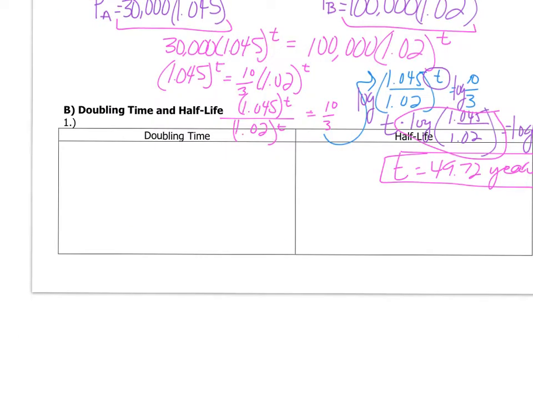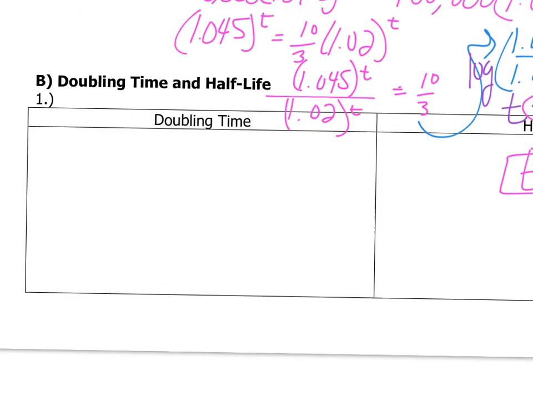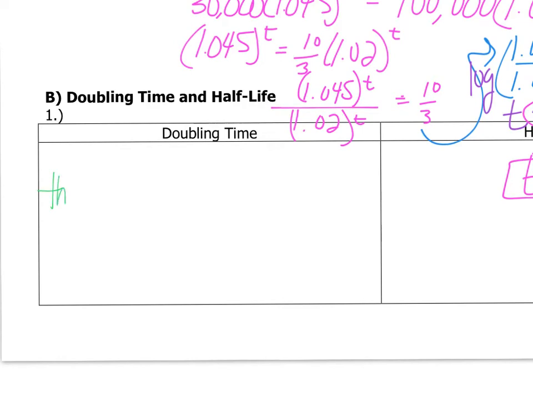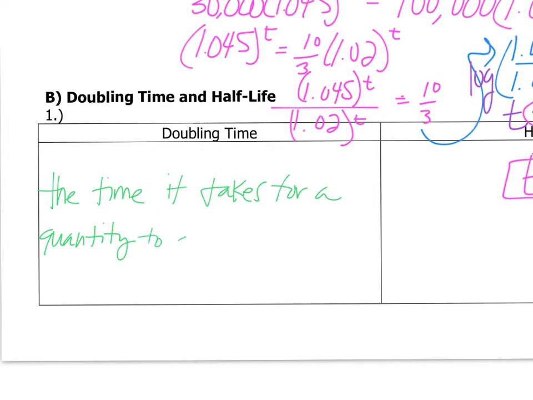Okay, next thing that we are going to talk about is what we call doubling time and half-life. It's really exactly what it sounds like. Doubling time is the time it takes for a quantity, whether it's population, amount of chemical, whatever it might be, to double its original amount.